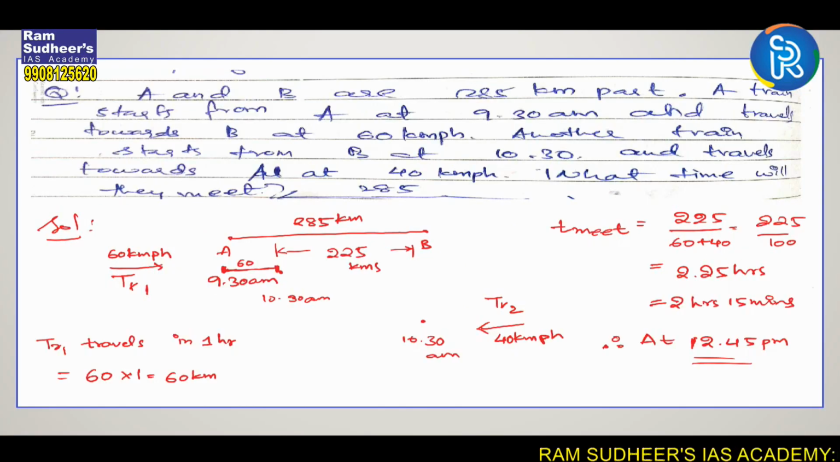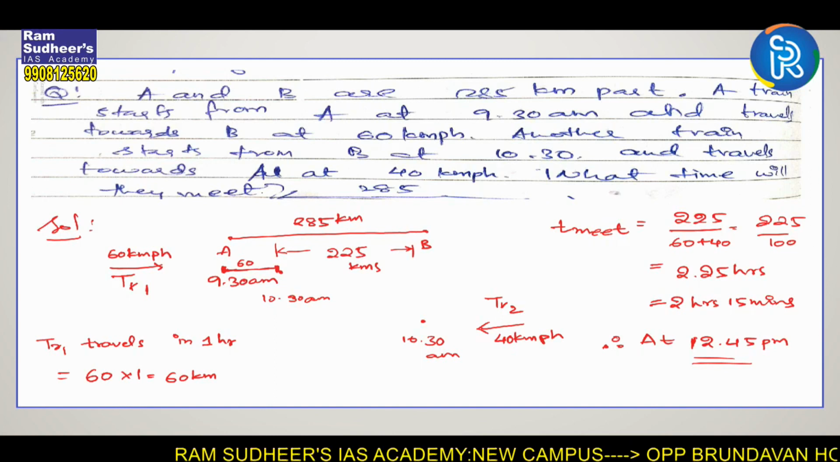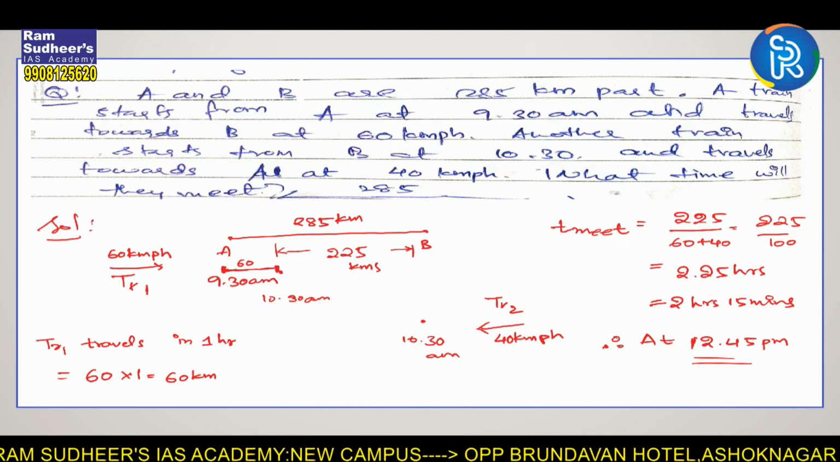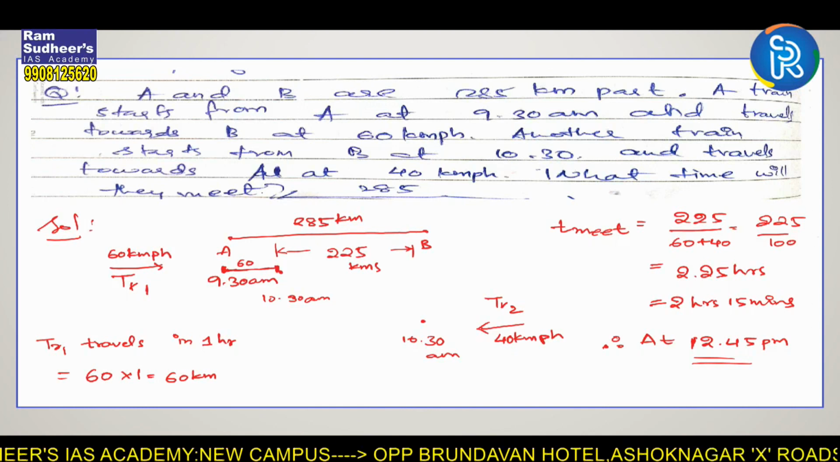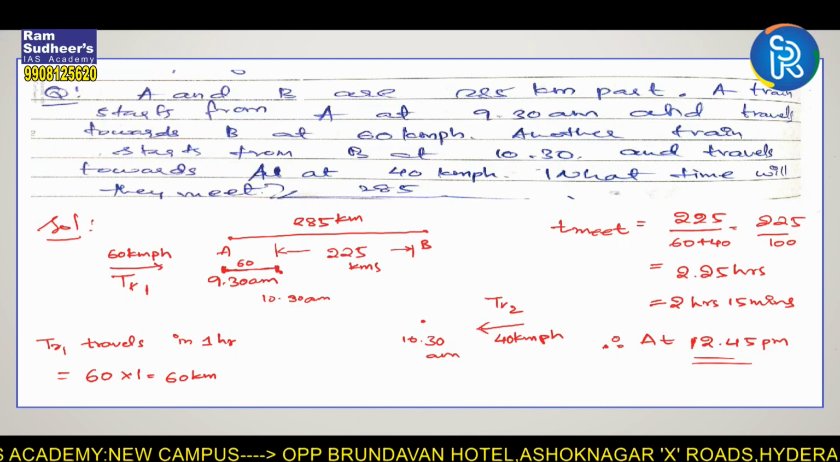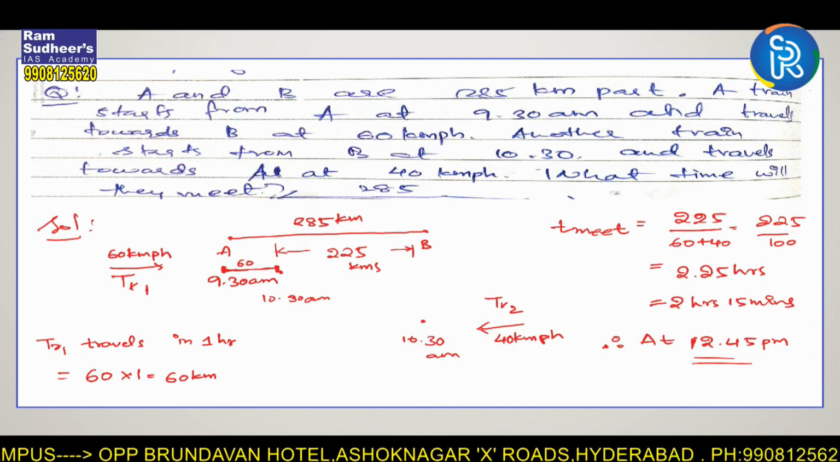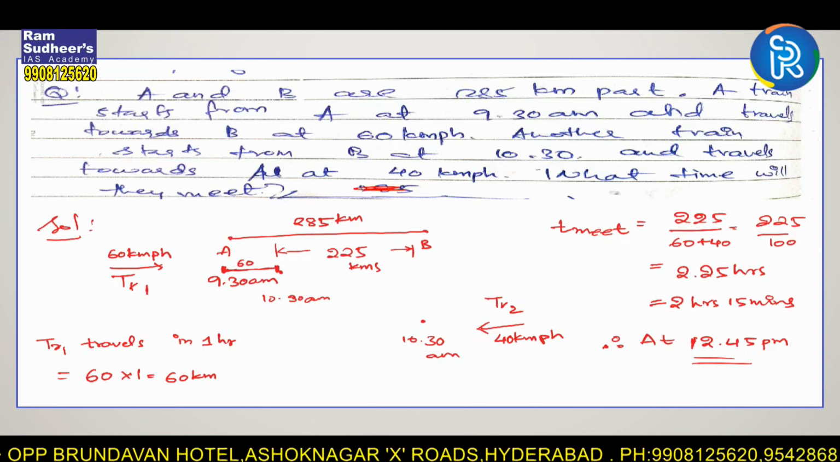These are problems a level ahead of train problems for relative speed. These are higher level problems, and I'll solve these problems too in this video. A and B are 285 kilometers apart. A train starts from A at 9:30 a.m. and travels towards B at 60 kilometers per hour. Another train starts from B at 10:30 and travels towards A at 40 kilometers per hour. What time will they meet?